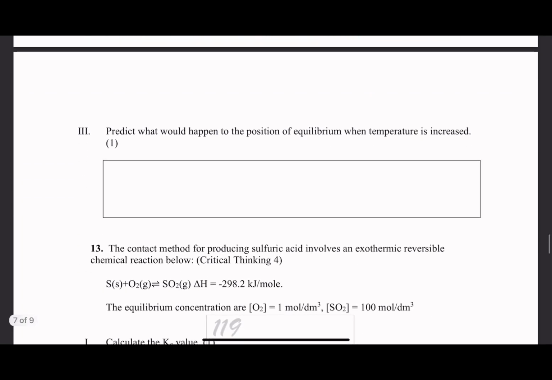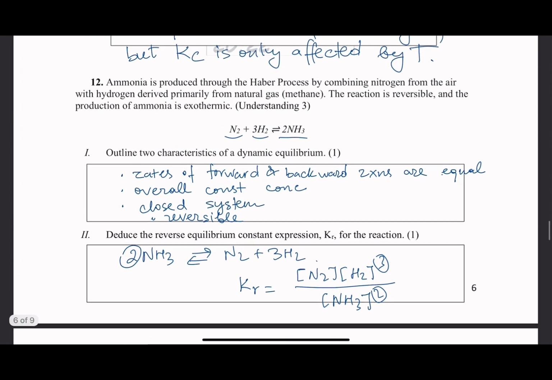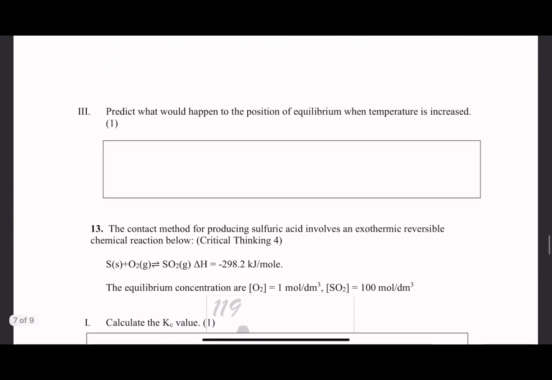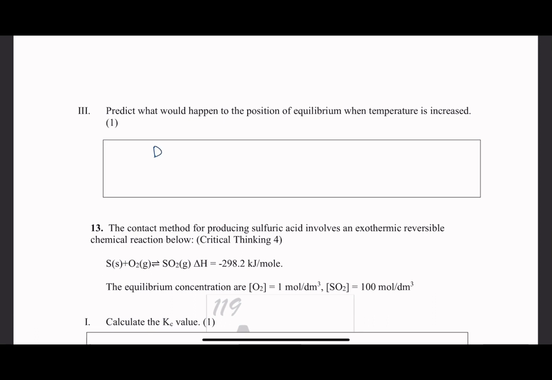Now it's asking to predict what would happen to the position of equilibrium when the temperature is increased. We know that the reaction is exothermic. It is given to us. Exothermic means that the reaction will give out heat. Exo means out, endo means in. For example, an explosion is an exothermic reaction. So let's do the disturbance, action, and result table.